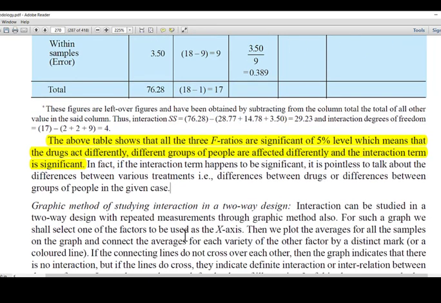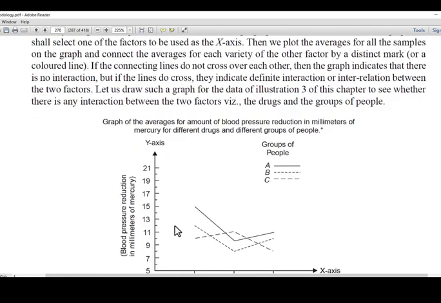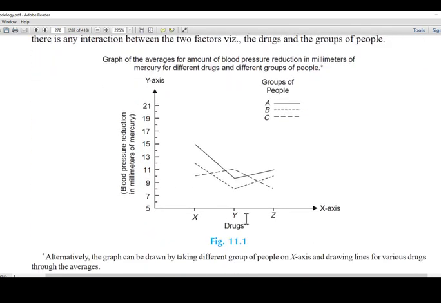And now they have drawn a graph also. Here X, Y, Z are the drugs, and blood pressure reduction in millimeters of mercury is shown. A is indicated by a solid line, this line with small dashes corresponds to B, and this one with long dashes corresponds to C. In fact, here is the interaction. You can see that this and this are interacting, and similarly this B and this C are also cutting here.